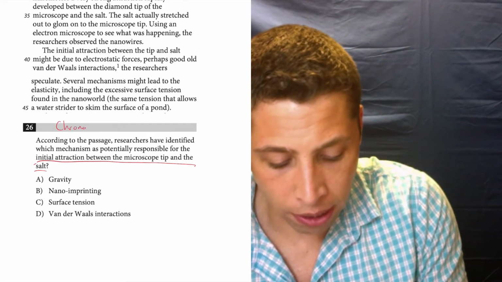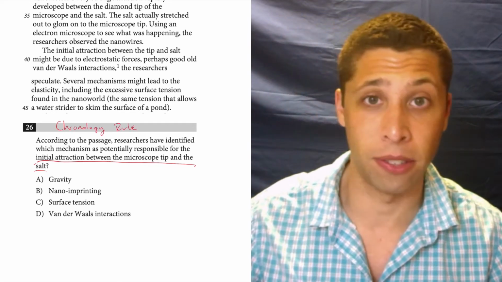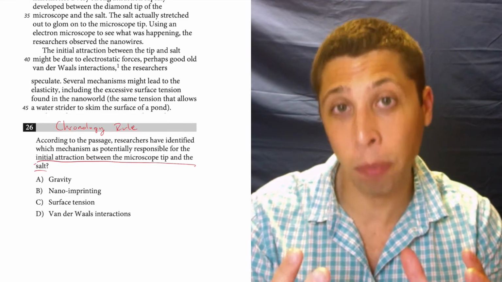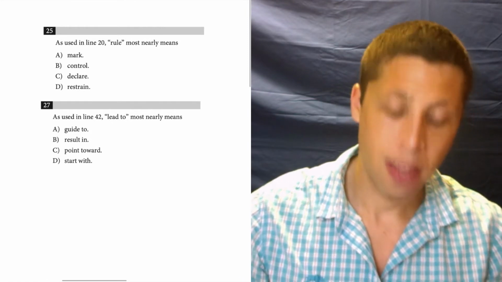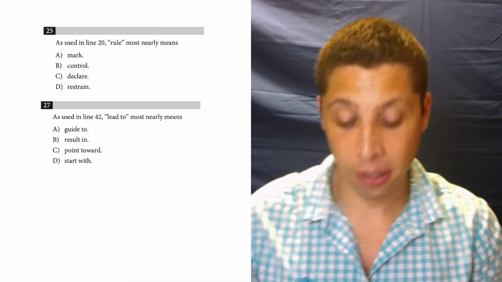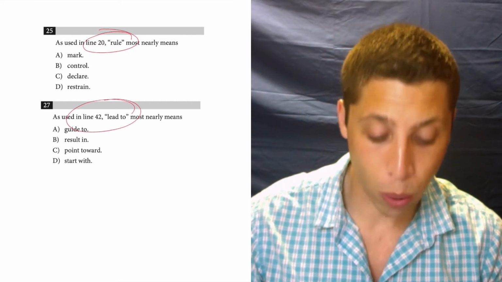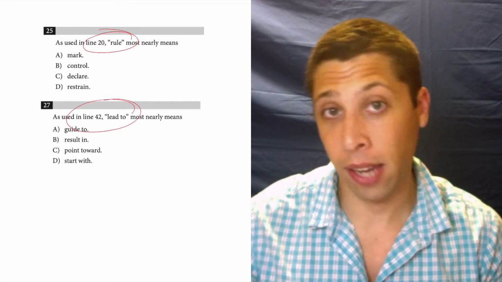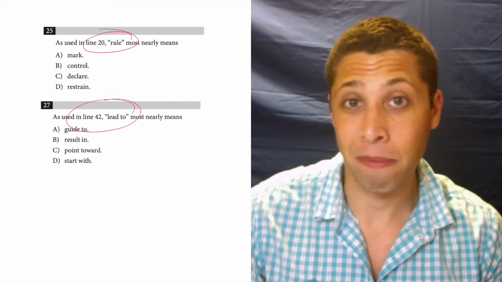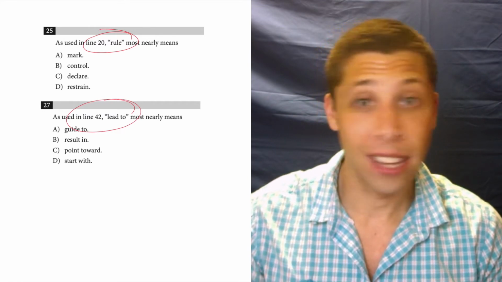We have the chronology rule, and this is what I use whenever I hit questions without line references. It gives me a narrower place to skim. So in this case, if I were to look at the questions that are around number 26, I would see two very obvious line references, 20 and 42. So I would start my skimming at 20, and I would skim until 42, and the odds are very, very good that somewhere in that place is this answer.